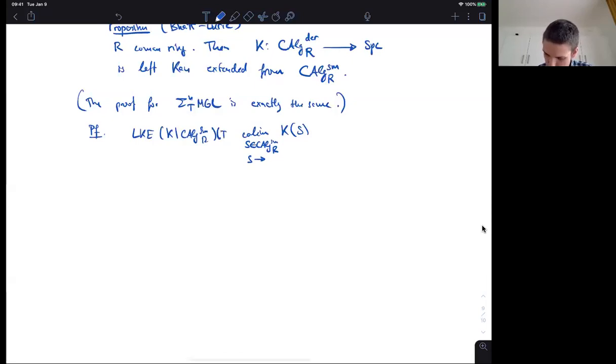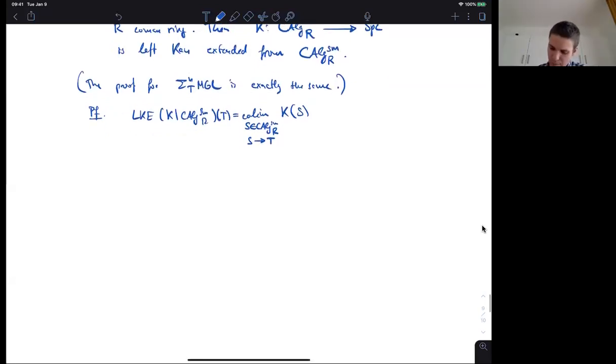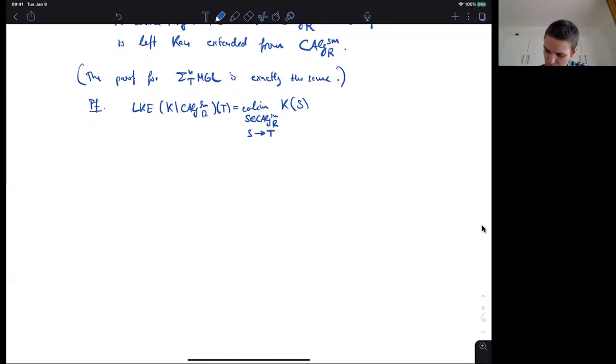These are bad names for algebras, but yeah. So this is just a formula for left Kan extension. You have some smooth S mapping to T.